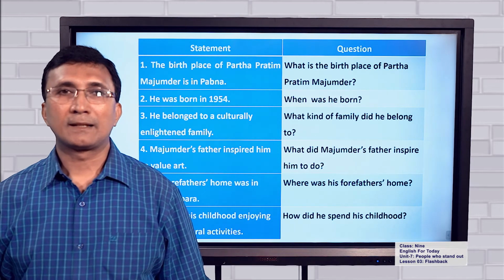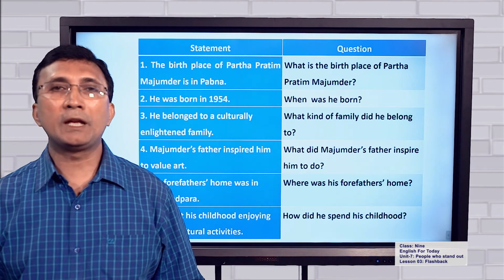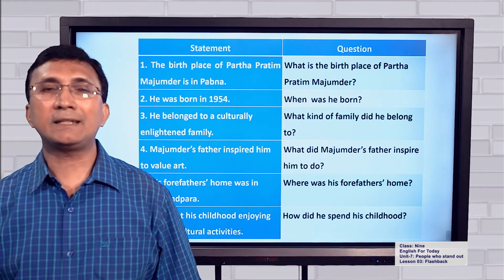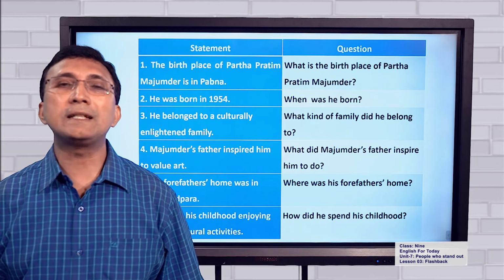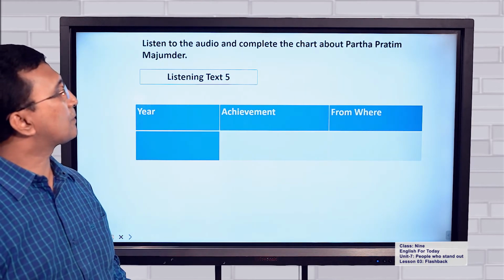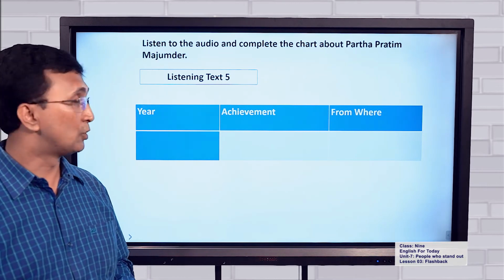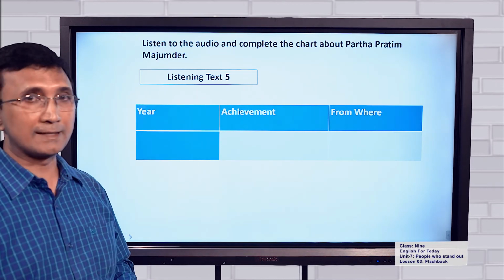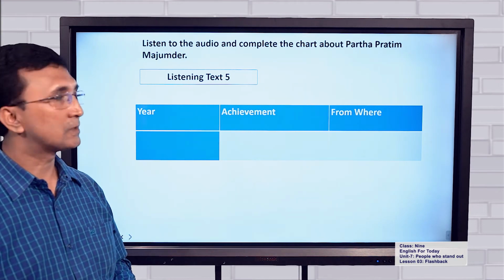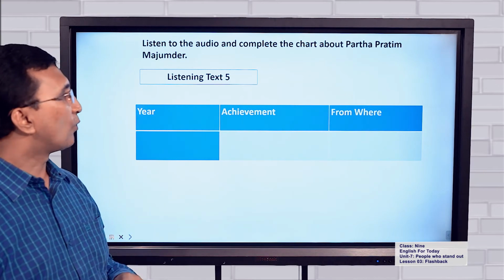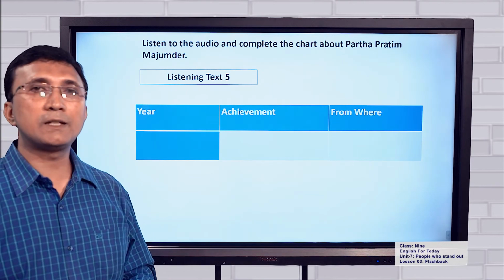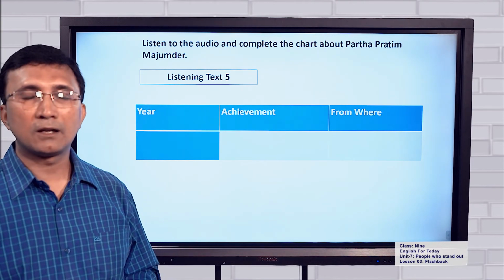Dear students, after forming appropriate questions of the statements, we have another task. This is a listening task. Let's see. Listen to the audio and complete the chart about Partha Pratim Majumder. In your book, you will get this instruction. Listening text 5 is given to you. And here we need to fill the table with correct information after listening to the audio clip.